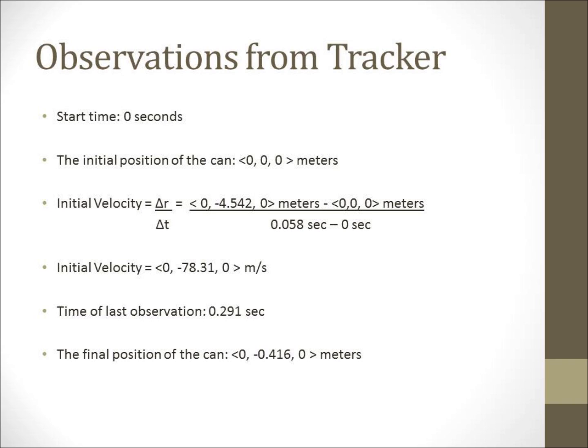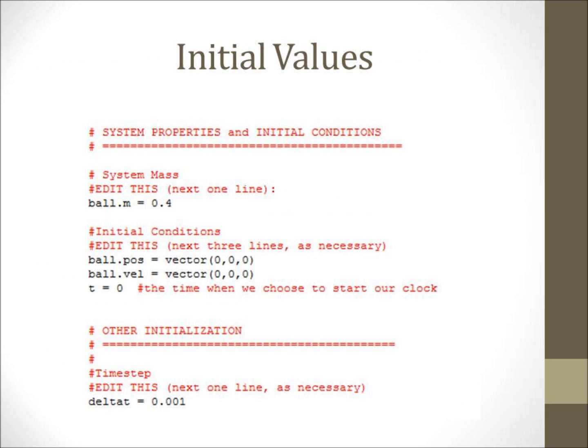I measured initial velocity from 0 seconds to 0.058 seconds and found it to be negative 78.31 meters per second in the y direction. The time of the last observation was 0.291 seconds, and the final position of the orange was negative 0.416 meters in the y direction. To create a computational model, I used VPython.